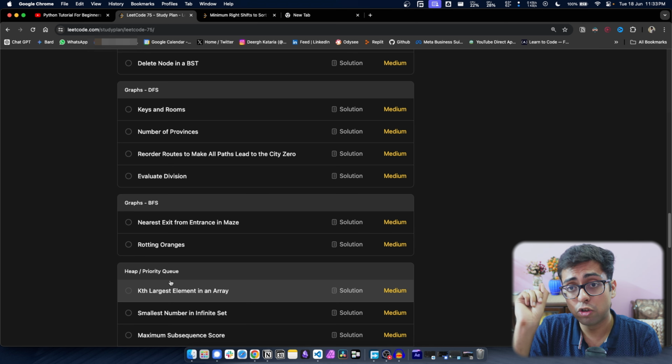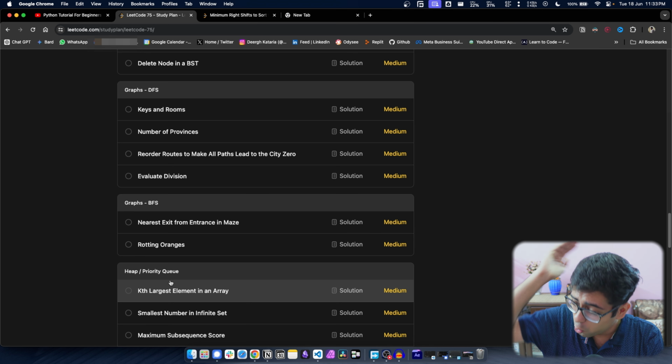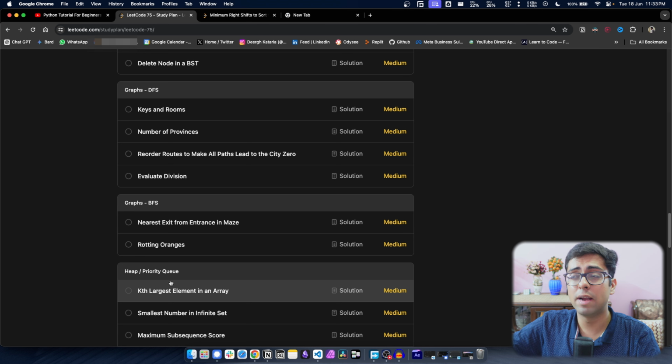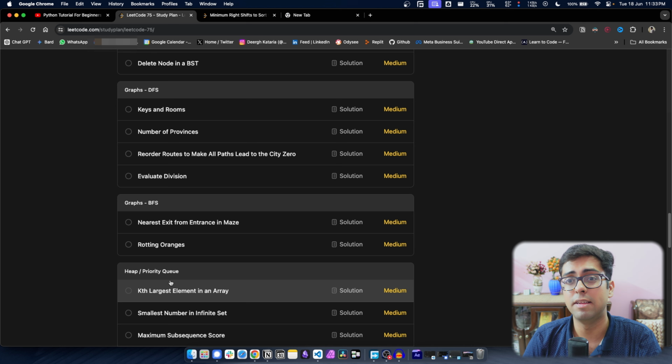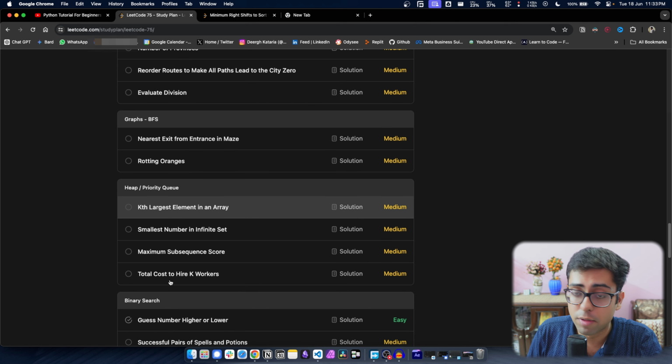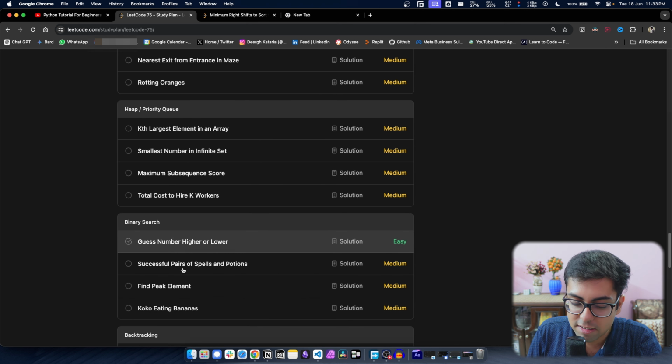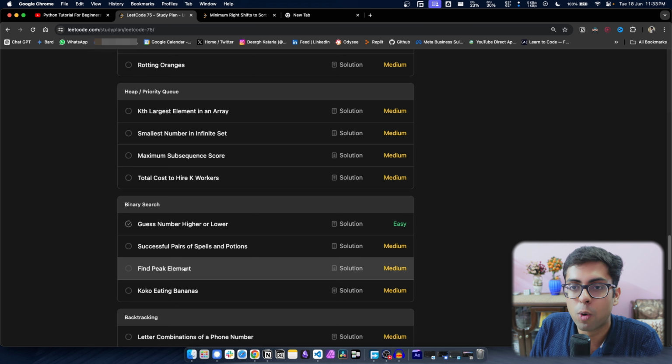Then you have heap. There are specific questions on LeetCode that can only be solved through heap, and you will mostly find them in the hard and medium categories. They're not necessarily in the easy questions. In easy questions, you can also get through with dictionaries and lists, like arrays, but heap is one of them. Then you have binary search. Binary search is very easy. I mean, binary search is one of the topics that you learn.